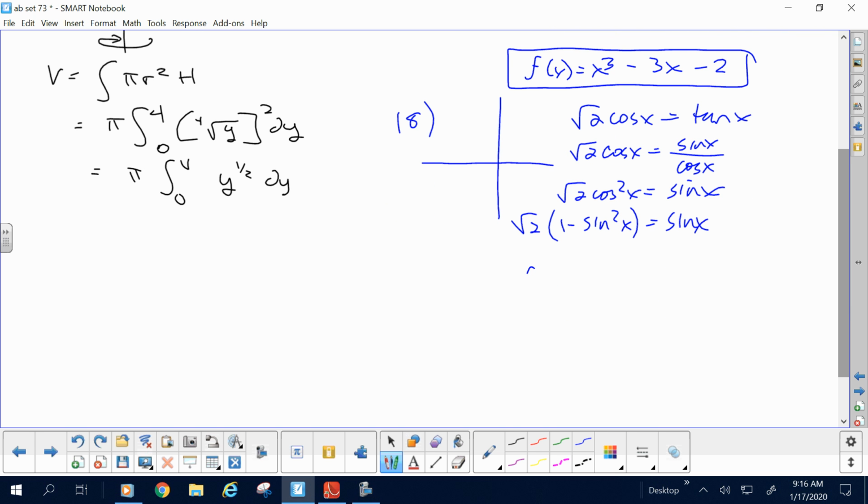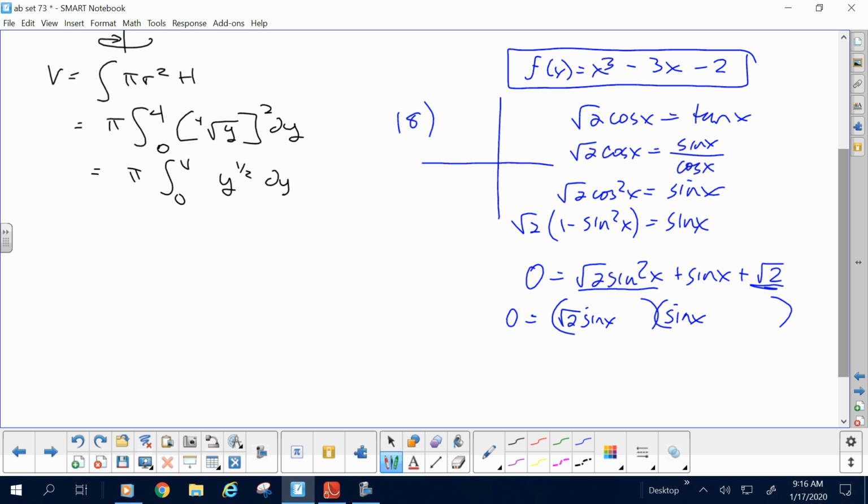All right, so if I get everything on one side, I get root 2 sine squared plus sine of x plus root 2. If you're really on your game, that does factor. What are the factors of root 2 sine squared? Root 2 sine of x times sine of x. What are the factors of root 2? Root 2 and 1. Now the question is, should I go root 2 and 1 here, or 1 and root 2? Well, you want it to clean up all roots. So how would I organize it to dump the roots? 1 here and root 2 there. That implies sine of x is negative 1 over root 2, or negative root 2 over 2.